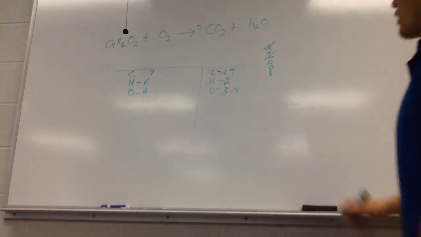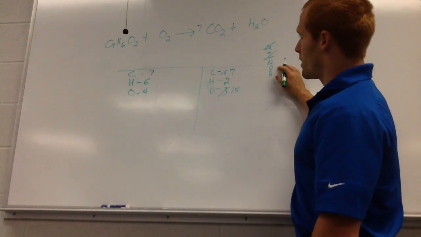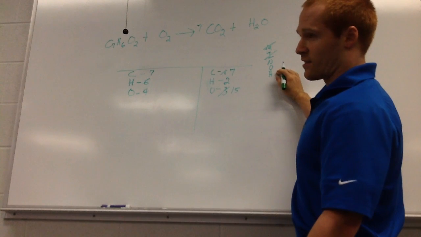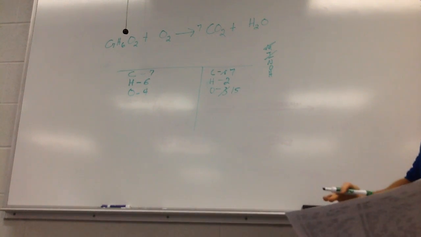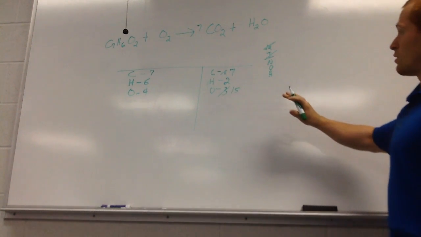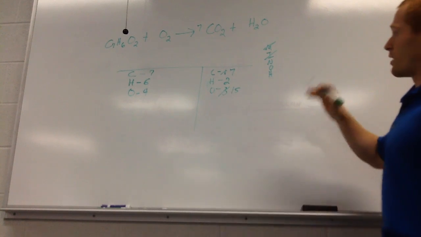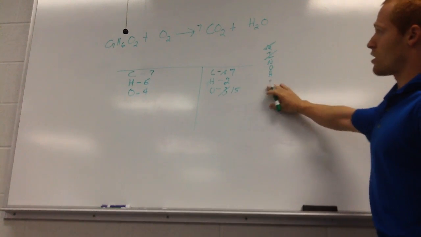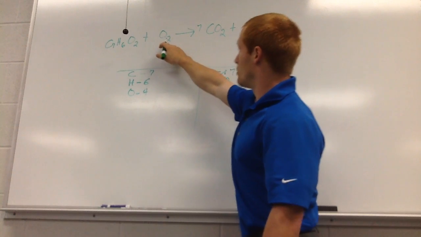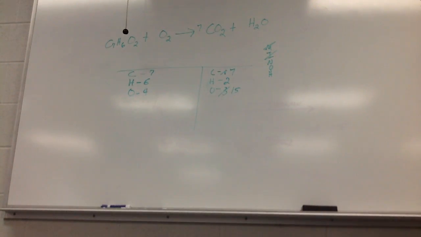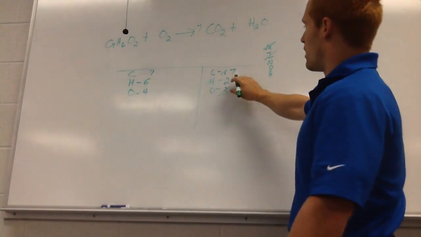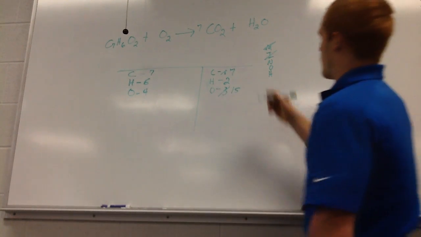Remember that if one of them is diatomic, do that step last. You can do it the other way, you'll still get the same answer, but it's going to be a lot more steps. So if you can remember, do your diatomic molecule, which is right here, O2, last. It'll save you a lot of time. So I'm going to actually do hydrogen first, and that'll make it quicker.